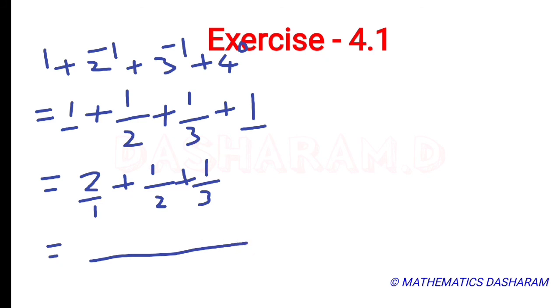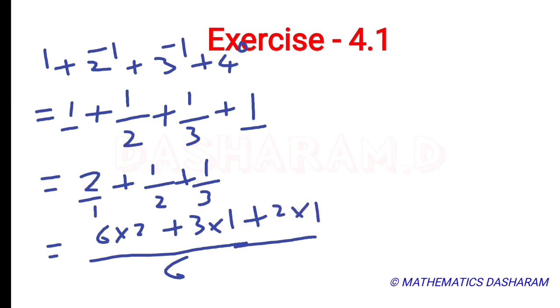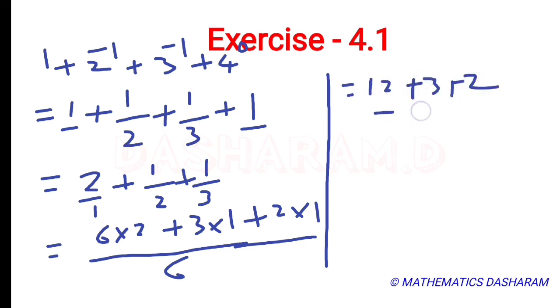The LCM of 1, 2, 3 is 6. 6 in the 1 table, 6 sixes, 6 into numerator, plus 6 in the 2 table, 3 threes, 3 into numerator, and 6 in the 3 table, 2 twos, 2 into numerator. So it equals 6 twos are 12 plus 3 ones are 3 plus 2 ones are 2, divided by 6. So 12 plus 3 how much? 15. 15 plus 2 is 17. So 17 by 6 is the answer.